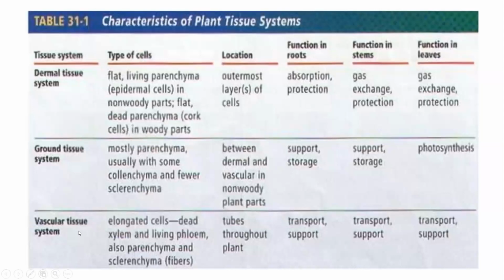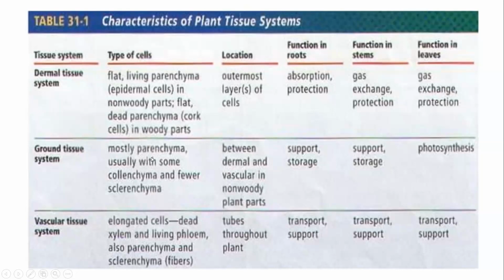So here the dermal tissue system: the type of cells are flat living parenchyma cells, that is the epidermal cells in non-woody parts, and flat dead cells, that is cork cells, in the woody parts. The location of these dermal tissues is the outermost layer of cells, and the main function is absorption and protection. In roots the functions are absorption and protection, in the stem gas exchange and protection, and in the leaves gas exchange and also protection.